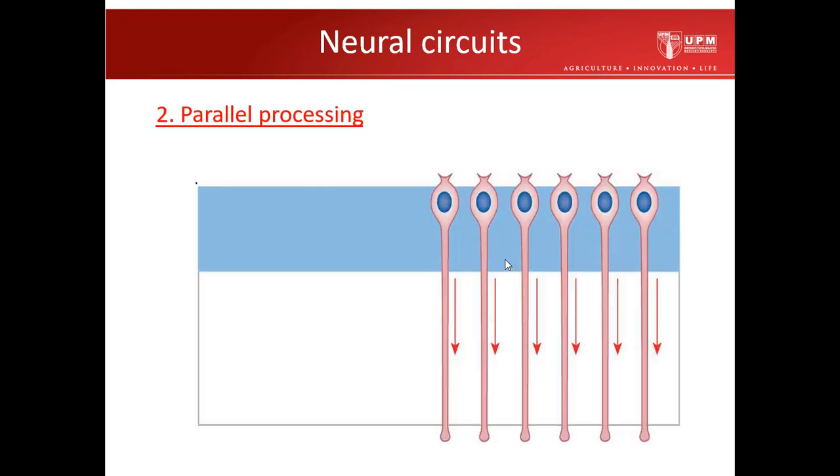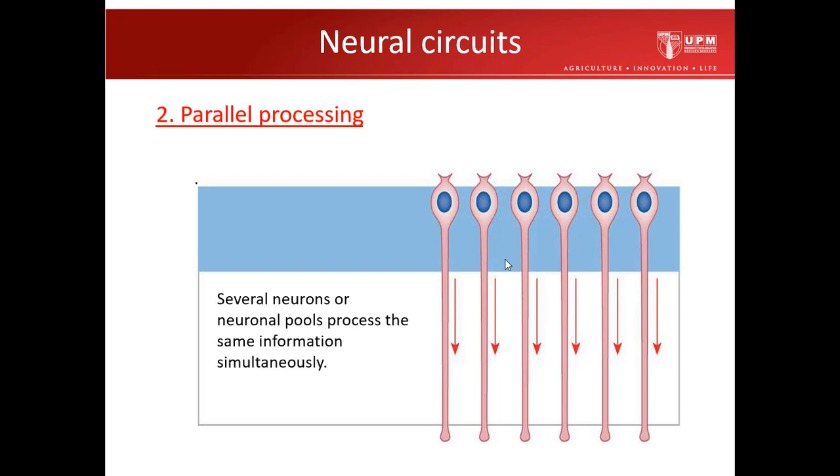Next is parallel processing. Parallel processing happens when several neurons or neuronal pools process the same information simultaneously. You need to remember that the divergence we just learned must take place before parallel processing can happen. With parallel processing, many responses can occur at the same time.